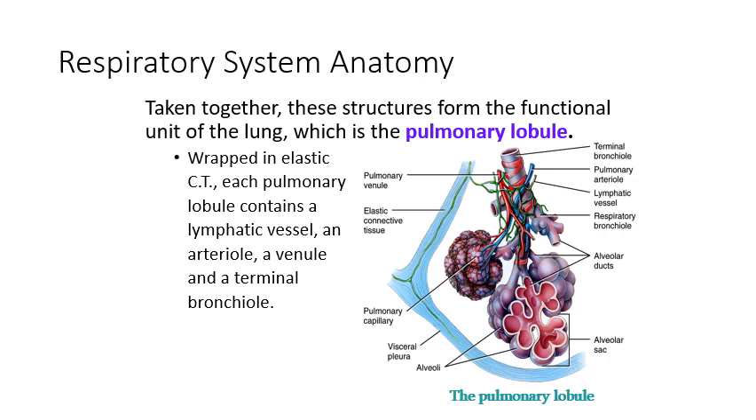Right. And then this entire structure here, the terminal bronchiole all the way down through the alveolar sac, is called a pulmonary lobule. And this is basically the functional unit of your lungs. So this is where the breathing is happening.